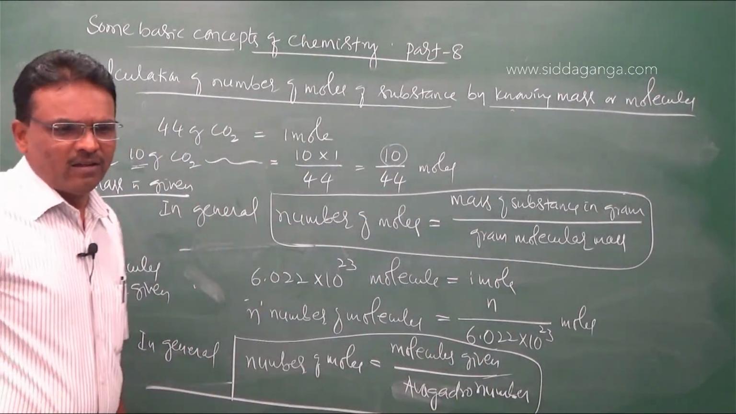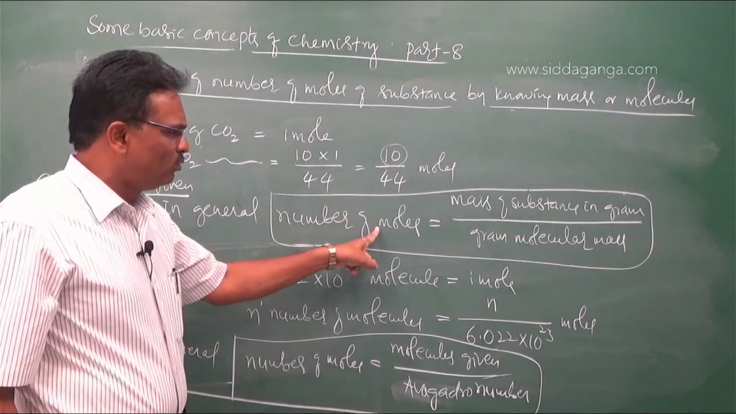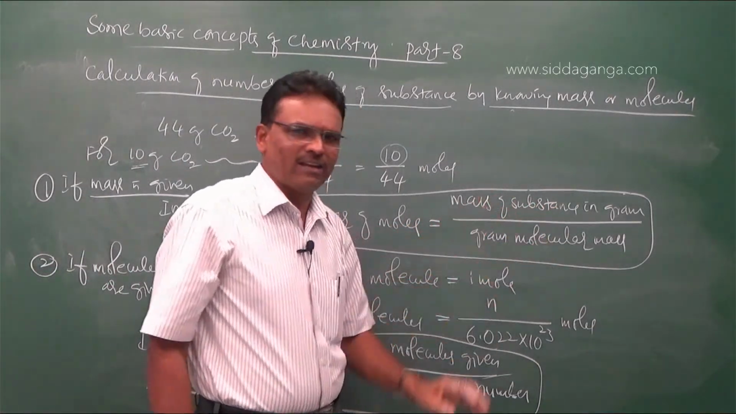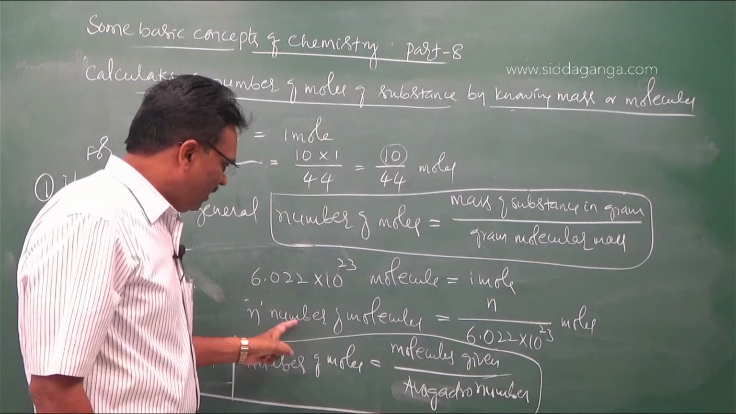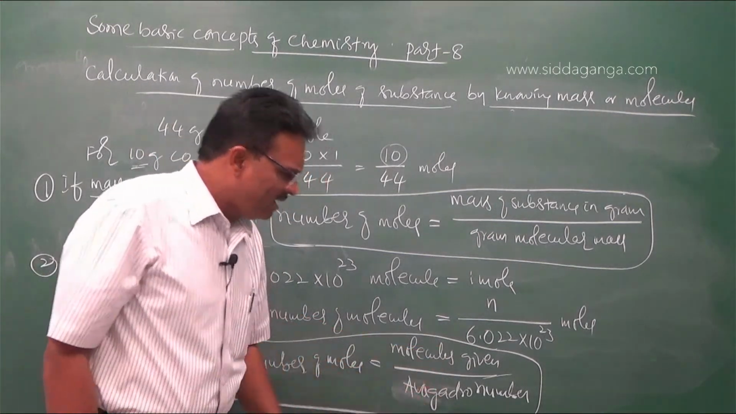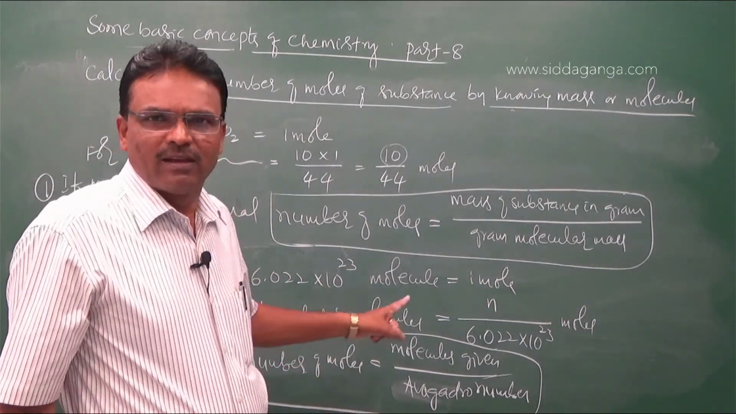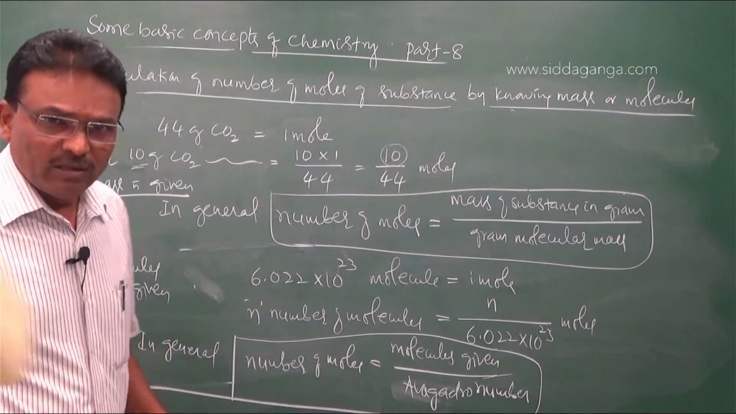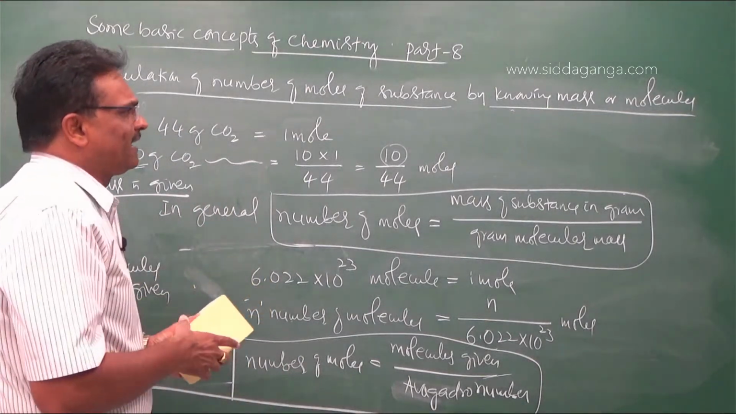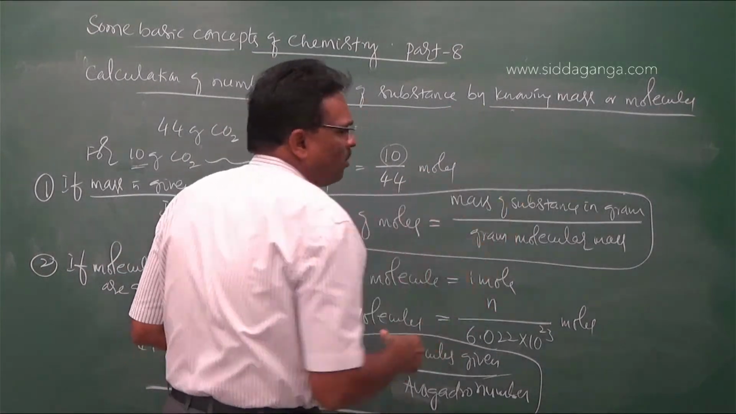Clear? So if mass of substance is given, in such cases number of moles is equal to mass in gram divided by molecular mass. If molecules are given, then molecules divided by Avogadro number represents the number of moles. Clear? So now look at the problem: calculate the number of moles of substance by knowing mass and molecules.